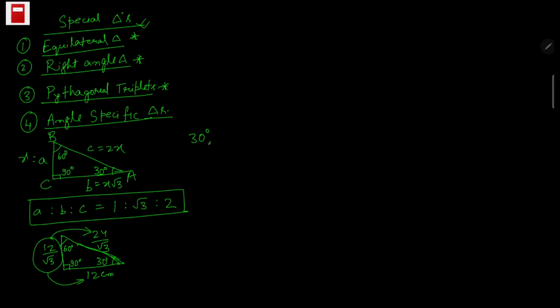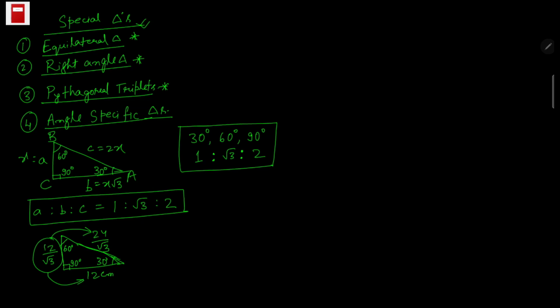Side opposite 30 degree will be represented as 1 in the ratio. Side opposite 60 degree will be represented as root 3 and opposite 90 degree as 2. This is one direct relation which will be extremely useful in your cases, right? So this is one angle specific triangle.